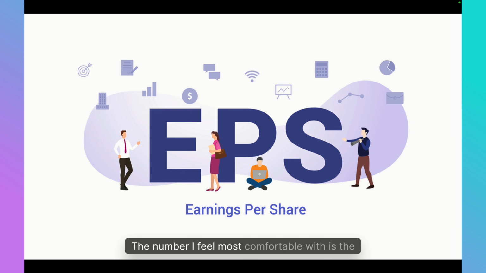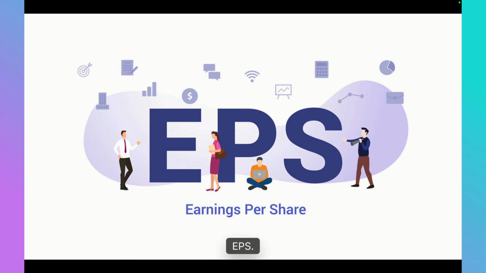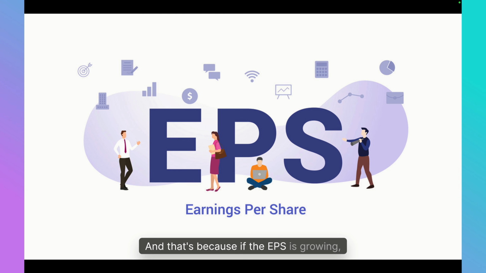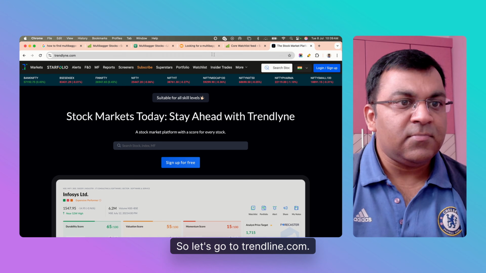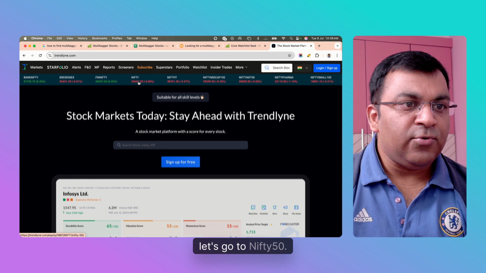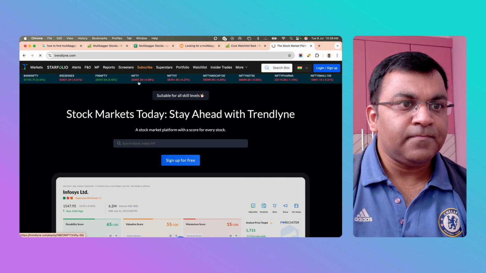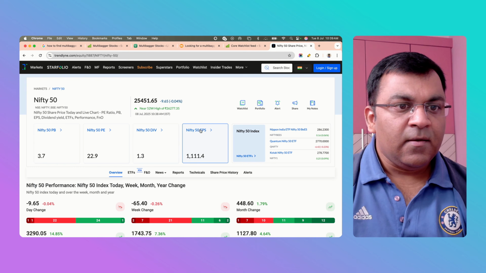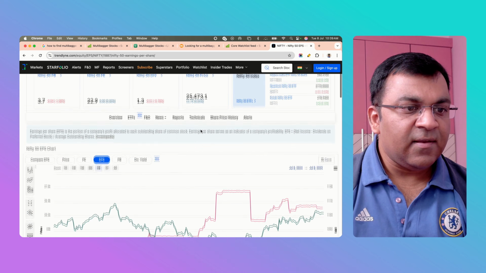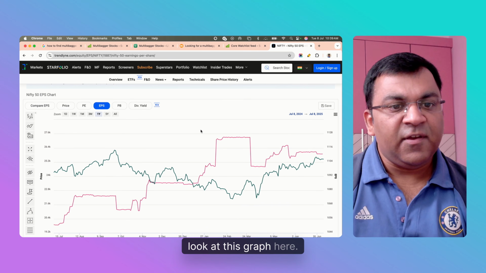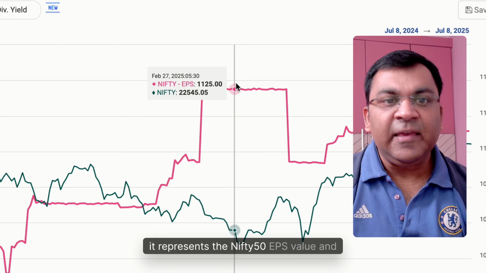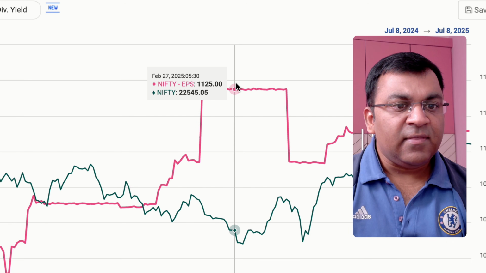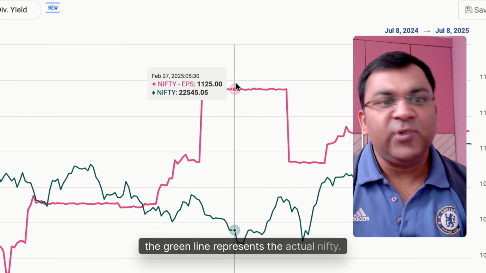The number I feel most comfortable with is the EPS. And that's because if the EPS is growing, generally the stock price follows suit. Actually, let me show you something. So let's go to trendline.com. Let's go to Nifty 50. We have Nifty 50 EPS. And look at this graph here. So the pink line represents the Nifty 50 EPS value, and the green line represents the actual Nifty.